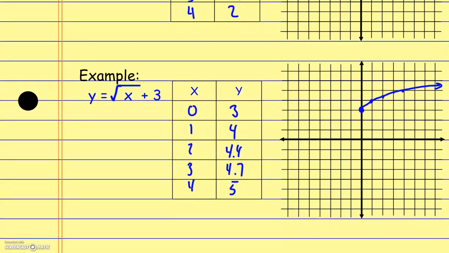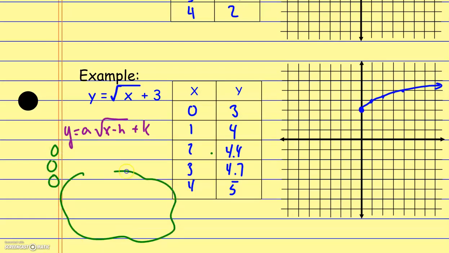The other way to look at it is to think of it in terms of vertex. This is like, in this format, y equals a times the square root of x minus h plus k. Everything that we've done in here prescribes to vertex form. We've had other vertex forms: y equals a times the absolute value of x minus h plus k, and y equals a times (x minus h) squared plus k. But they all work on the same basic principle.